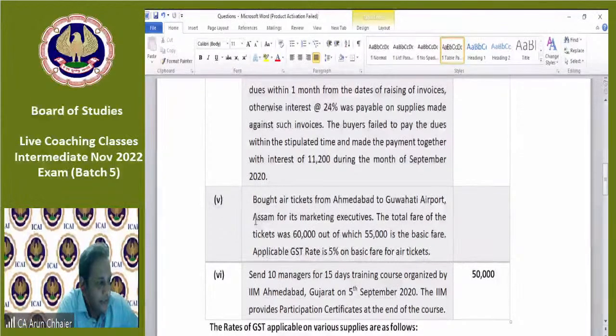Transportation of passengers is covered by serial number 15 of the exemption notification. If it is transportation of passengers by air, with or without accompanying, to locations like Arunachal, Assam, Manipur, Meghalaya, etc., then the service would be exempted, no GST. So in this case, there would be no tax component at all.